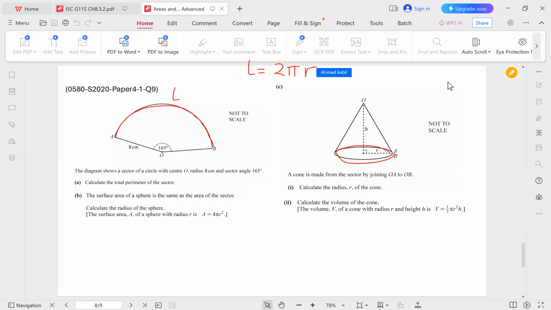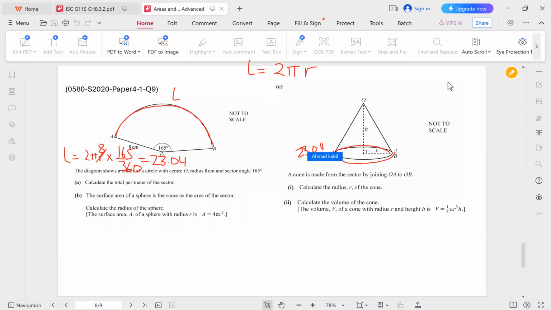So what was the value of L? Let's calculate it again very quickly as a reminder. To get L, when we got the parameter, we said that L is equal to 2 pi r times 165 over 360. And r here is the r of the sector, which is 8. So let's calculate it again. So 2 times pi times 8 times 165 divided 360. This gives us 23.04. So now we know that for the cone, this entire circle has a length of 23.04.